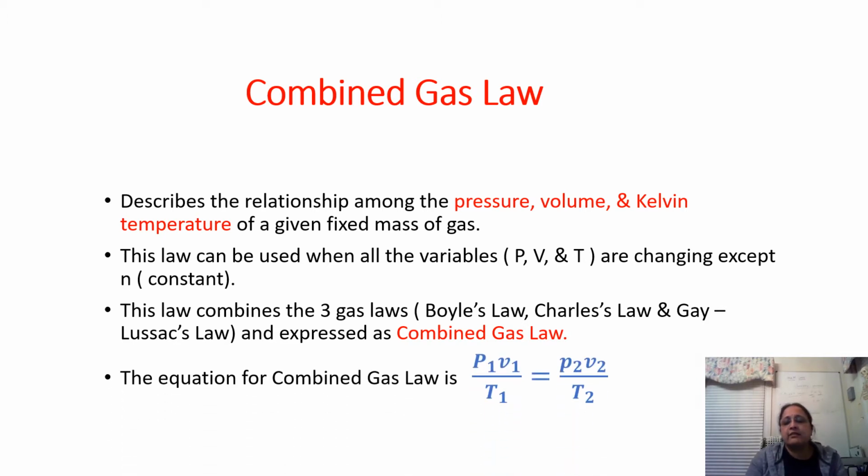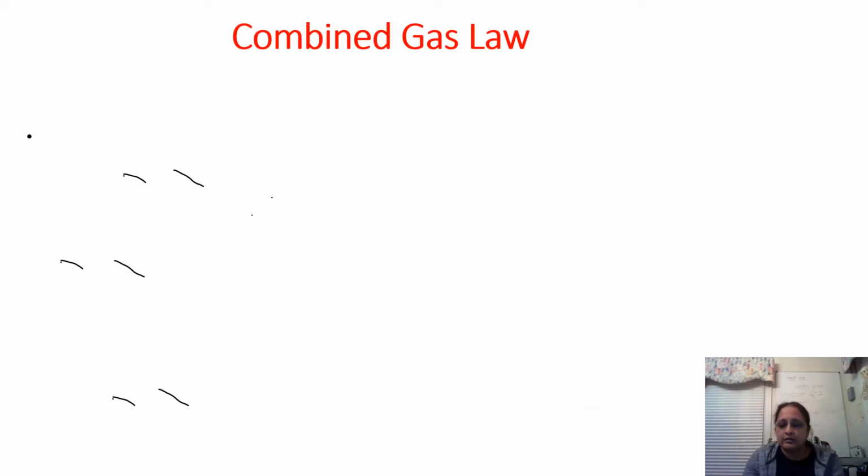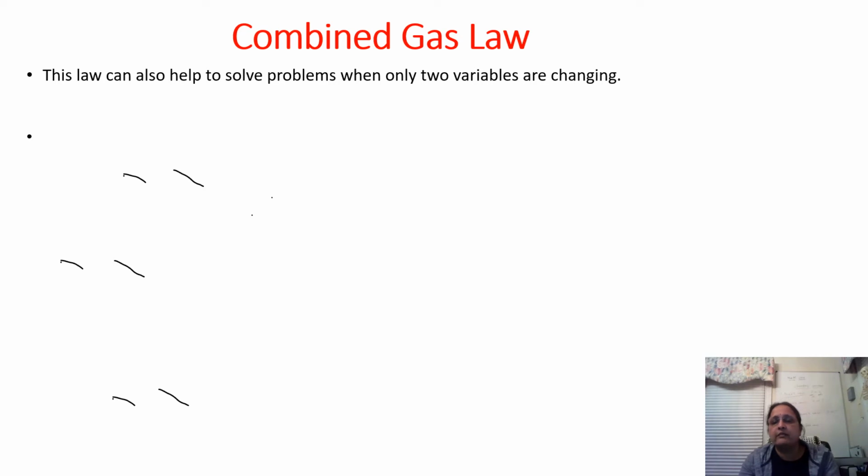Since there are three variables in this, the equation for the combined gas law is P1 V1 by T1 is equal to P2 V2 by T2. So even though the combined gas law involves three variables changing, you can also use this gas law for problems that have only two variables changing.